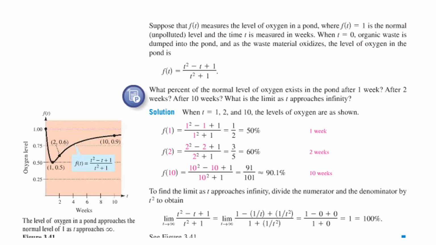I guess I was supposed to ask you some additional questions, so let's just go ahead and look at the solution. I was supposed to ask you questions about what happens after 1 week, 2 weeks, 10 weeks, and so on and so forth. You plug these things in and you find out, oh, there's 50% oxygen, 60% oxygen, 90% oxygen, but the limit as you go to infinity is 100%, and you have to calculate that. And we know that from our theorem, because t squared over t squared, the ratio of the coefficients, is going to be 1.